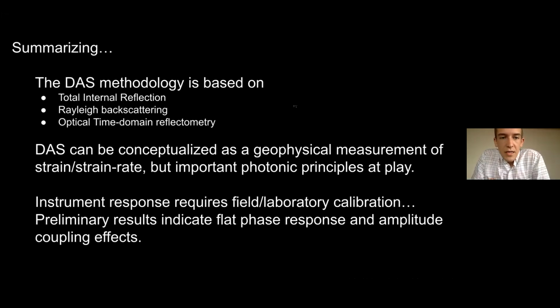So to summarize here, I think it's helpful to leave this last slide up and discuss what we're thinking about in terms of this measurement. These three principles allow us to do the DAS methodology: total internal reflection, Rayleigh backscattering, and the OTDR method. So these are the basis of DAS. And DAS can be thought of as a geophysical method or a photonic method. And the photonic principles, I think, are going to become more and more important as we dig into the details of DAS in the next few years.